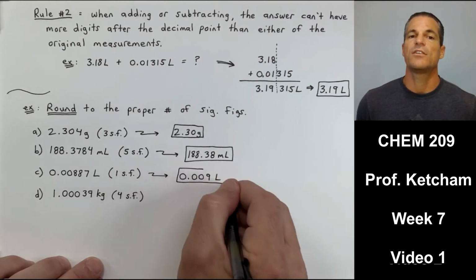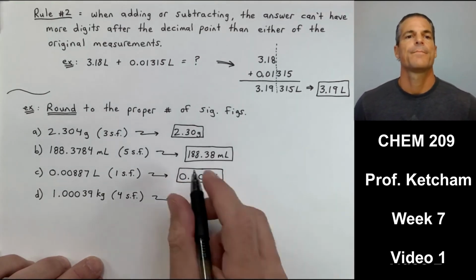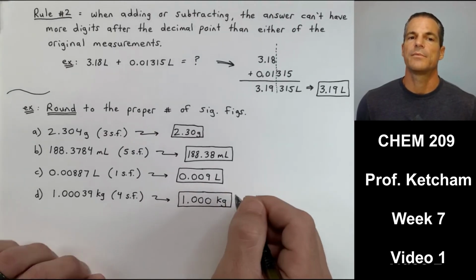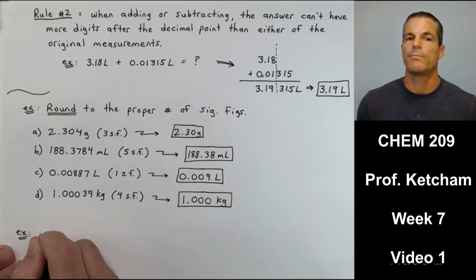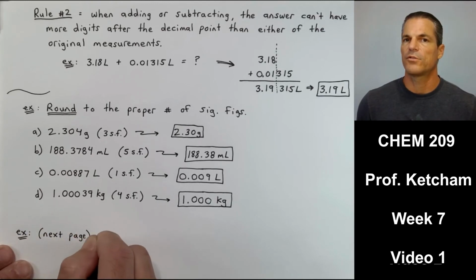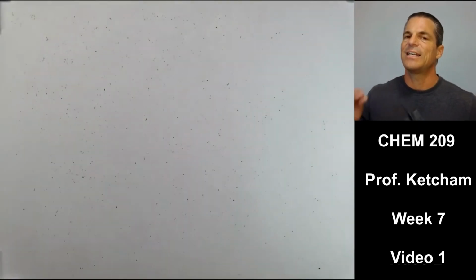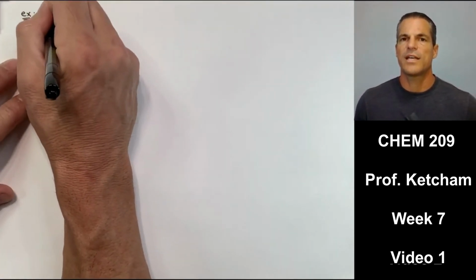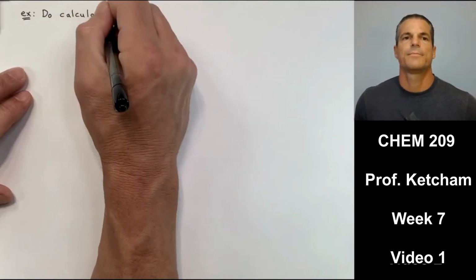C, 0.009 liters. D, 1.000 kilograms. Why 4 significant figures for 1.000? Those are 3 trailing zeros in a decimal point number, so they count. Trailing zeros count if there's a decimal point.